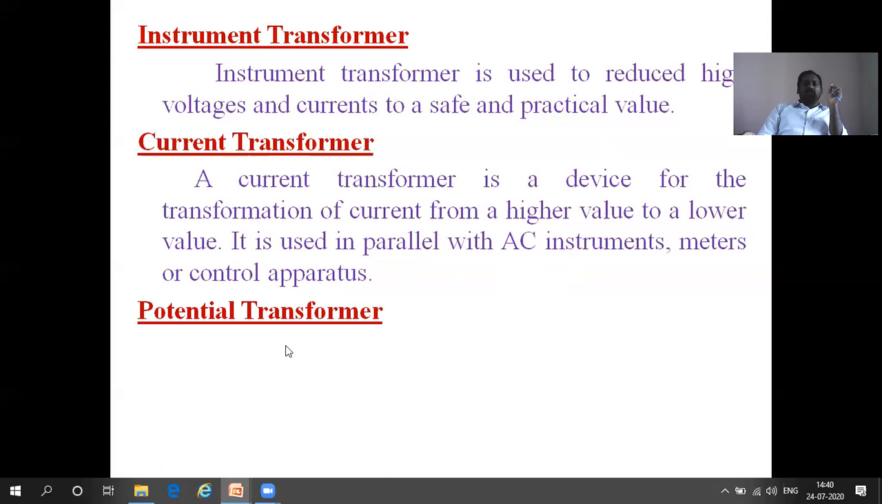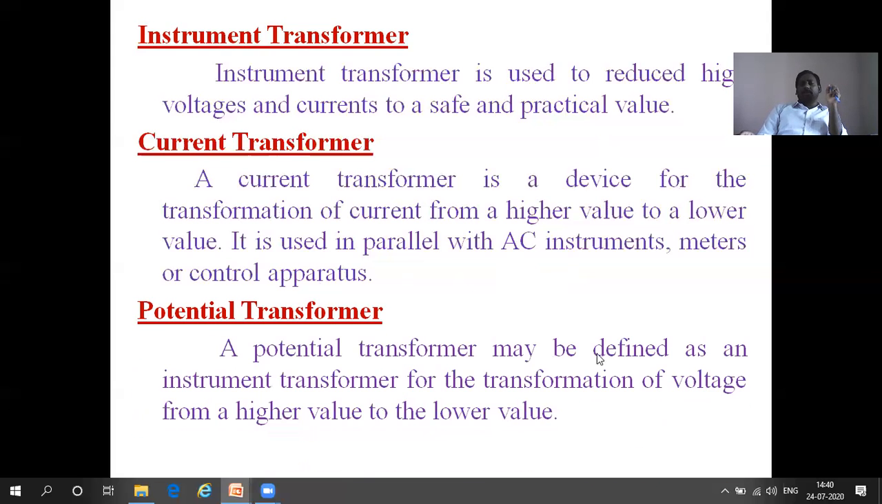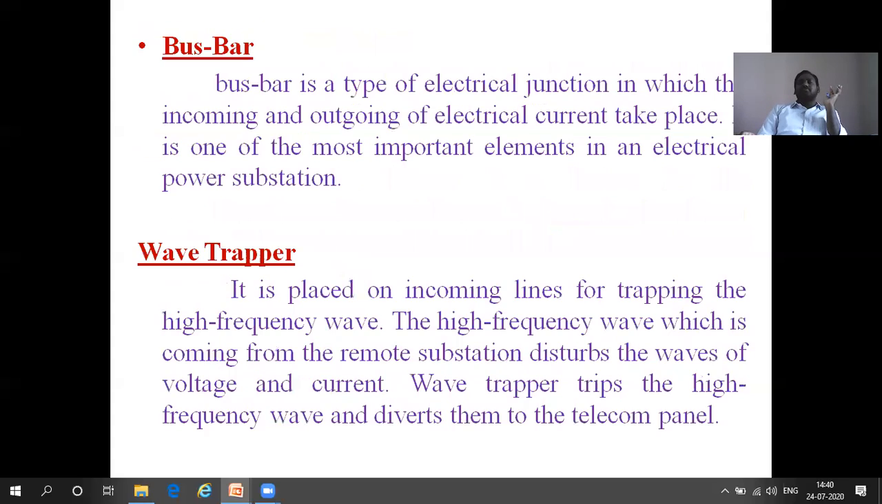And potential transformer. A potential transformer may be defined as an instrument transformer for the transformation of voltage from higher value to lower value. It directly reduces the high voltages through the use of transformer action.